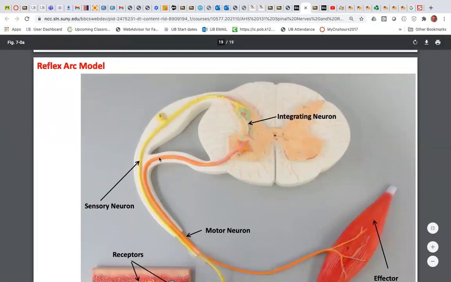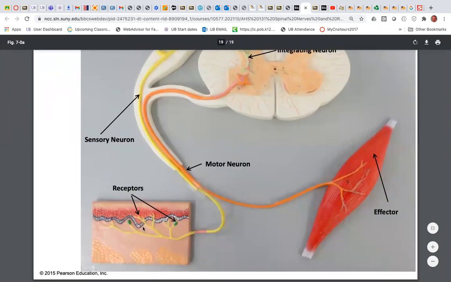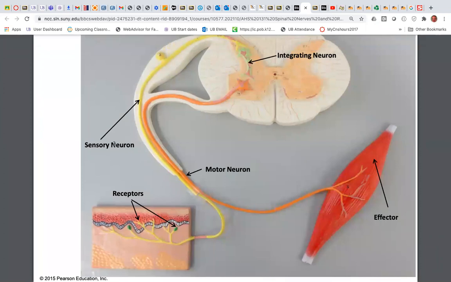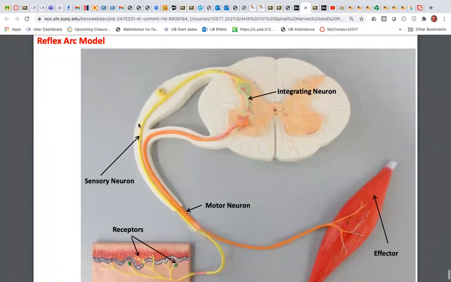Here is the reflex arc model. Here is the skin. Looks like the epidermis and the dermis. And there are certain receptors here. So the receptors picking up the sensory input. So you have the receptor. Look at the yellow. Let's follow the yellow. The yellow is called a sensory neuron. The sensory neuron goes in. This is the dorsal root ganglion. Sends the sensory neuron information. Then it ends right there in the dorsal root ganglion. I mean, my bad. It ends in the dorsal horn.